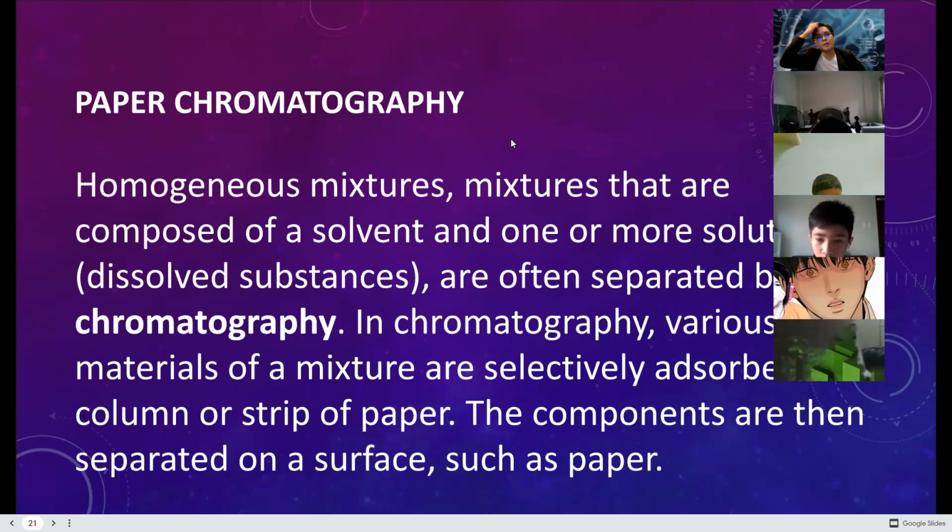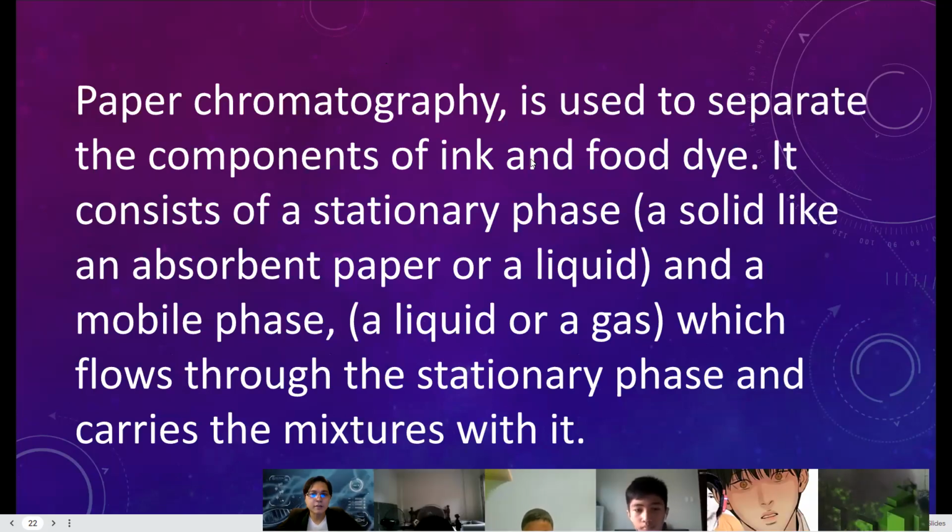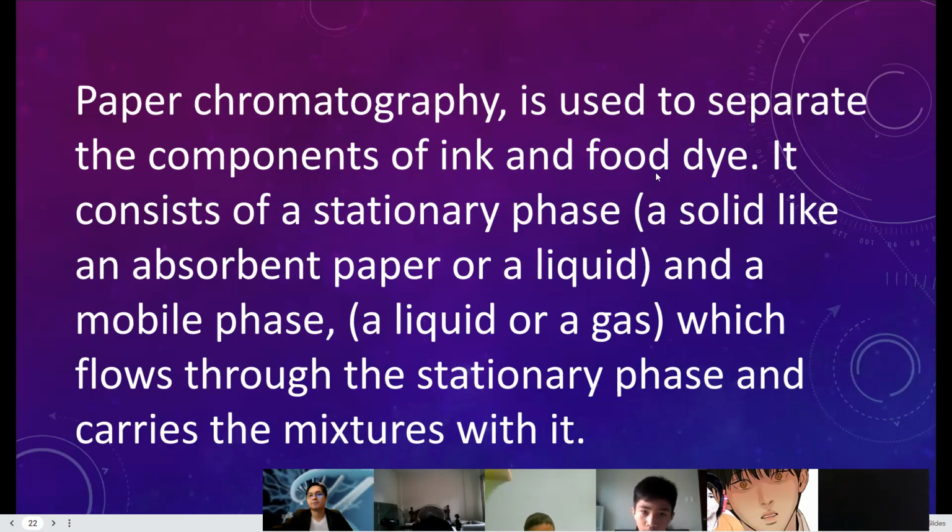Paper chromatography in the Philippines is not common, but there are a lot of laboratories here using paper chromatography as of the moment. Paper chromatography is used to separate the components of ink and food dye. It consists of a stationary phase, a solid like absorbent paper or a liquid, and a mobile phase, a liquid or gas, which flows over the stationary phase and carries the mixture with it. This is how your processed foods are actually being done. They're using paper chromatography in the process.